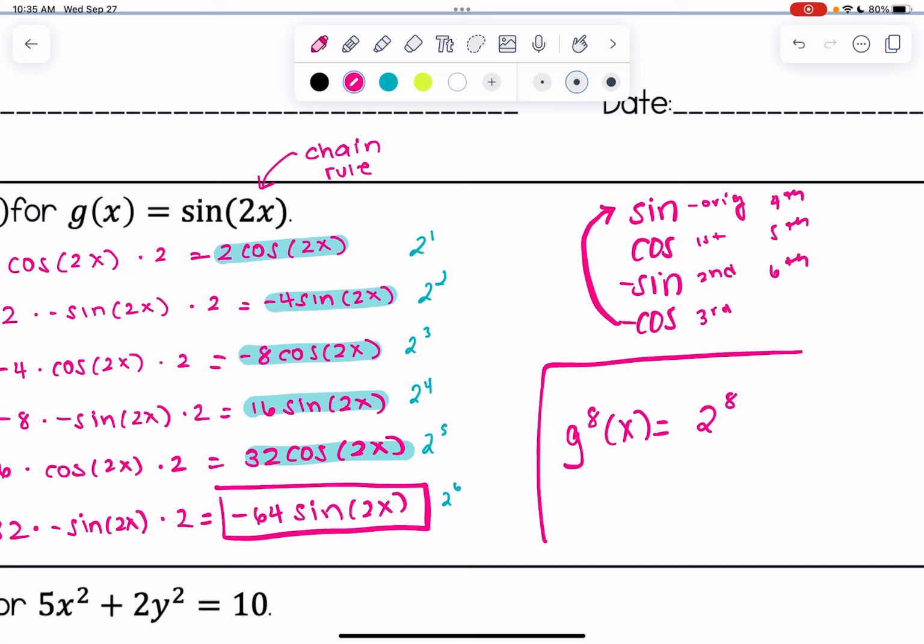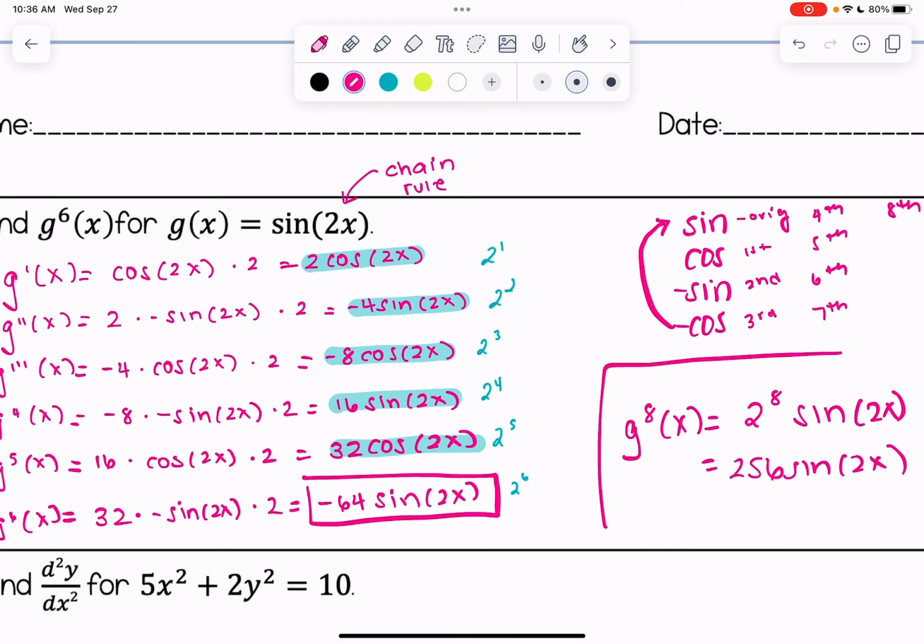And then let's look at my chart up above here. So my seventh derivative would be here. Eighth derivative would be here. So I'd have sine of 2x. And if I wanted to simplify that, 2 to the eighth power is going to give me 256 sine of 2x. Okay, so sometimes you can notice those little shortcuts instead of writing out all of the derivatives.